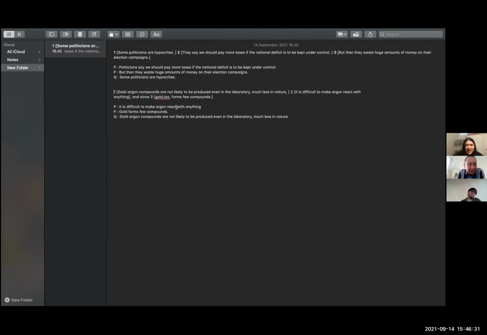Yes. So the premise is it's difficult to make argon react with anything. Second one is gold forms few compounds, because there's a "since" here. Correct. And then the conclusion is gold-argon compounds are not likely to be produced even in the lab. Very good, Tamara.